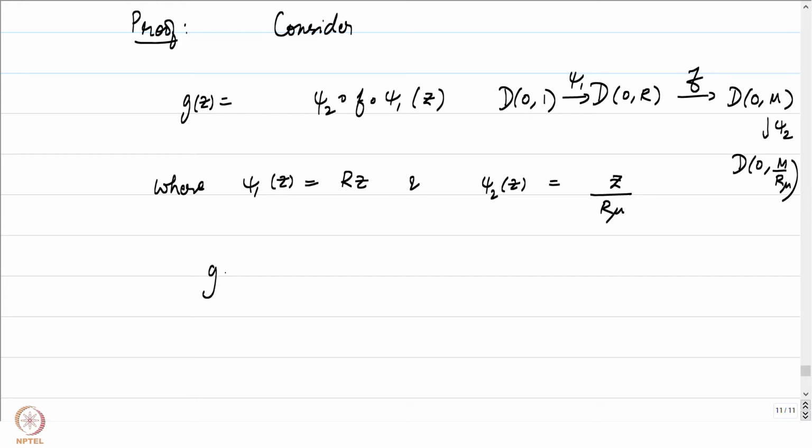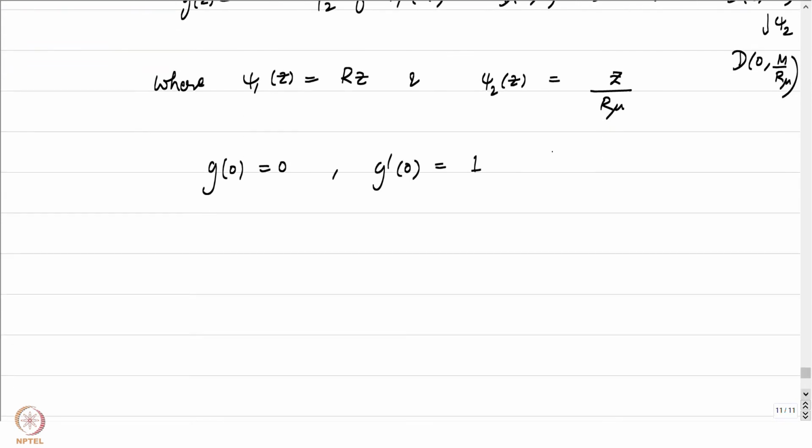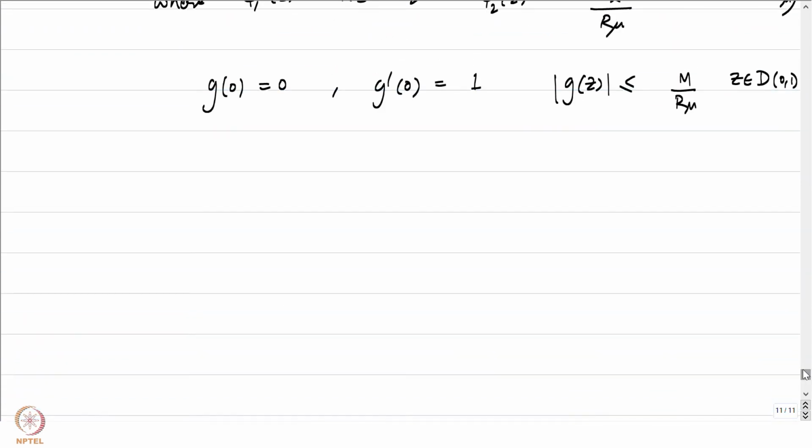Now notice that g of 0 is 0, g prime of 0 is equal to 1. You should sit down and check this. It has been arranged so that g prime of 0 is equal to 1, and mod g of z is less than or equal to m by r times mu for z in d0 1. Now we are in the setup as earlier.